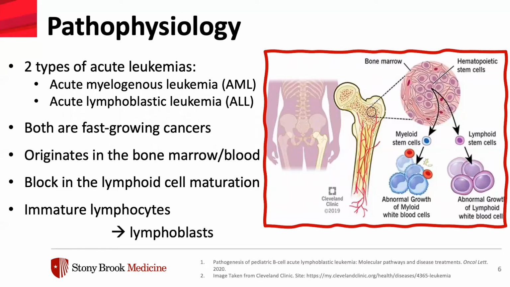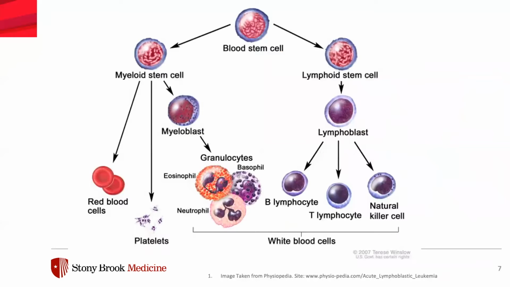And now we're going to focus in on the pathophysiology. So there's 2 different types of acute leukemias. We have acute myelogenous leukemia, or AML, and acute lymphoblastic leukemia, or ALL. And the word acute indicates that it's a very fast-growing cancer. And this cancer originates in the bone marrow, or the blood. And the bone marrow is that spongy tissue in the center of most of our bones that makes these blood cells. And then these blood cells mature into the more mature blood cells that get into our blood over time. So here I have this depiction of what this process looks like.